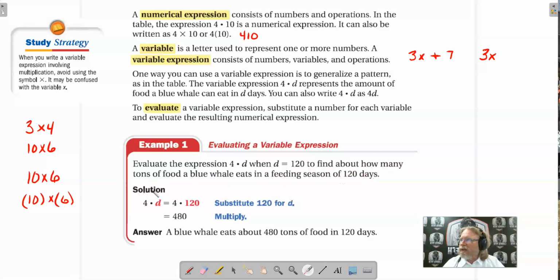So our solution is to go ahead and take the expression 4 times d. We could have left that out and just said 4d is equal to, and then we just substitute in the 120 for the value of d, because here d equals 120. So we substitute 120 for d. Now we go ahead and multiply 4 times 120, and we get 480. So our answer is that a blue whale eats about 480 tons of food in 120 days.